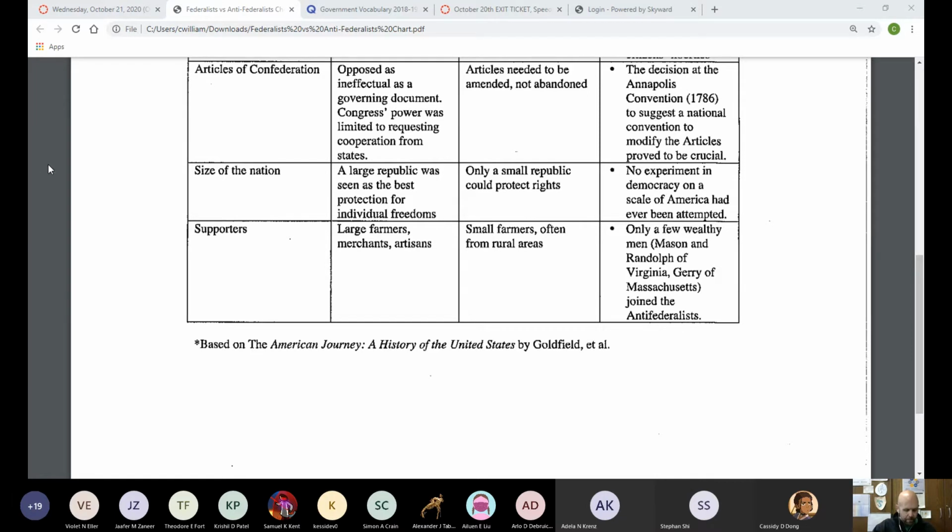Now, on the flip side, a guy like Thomas Jefferson would argue that only a small republic, and thus giving more power to the state governments, is the only way to protect citizens, because the larger the republic, the harder it is to make sure that everybody's rights are fully being respected and protected. It's much easier to do that in a smaller setting, like a local community or a state.